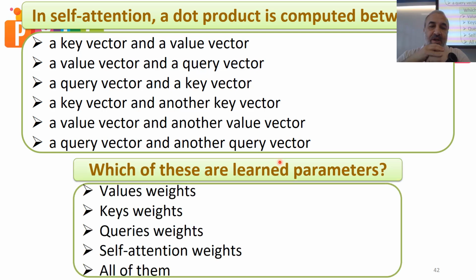Okay. Which of these are learned parameters? Is it values weights, keys weights, queries weights, self-attention weights, all of them? Self-attention weights only are learned. How about the others? The others are not learned. All of them. The values weights only. All of them. Okay, let's get back to this figure.